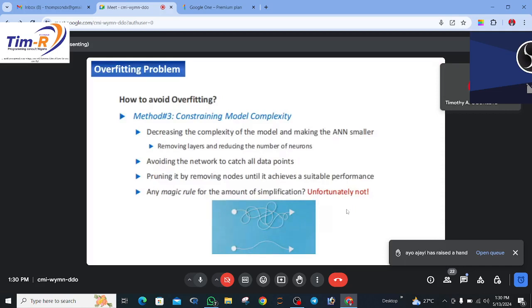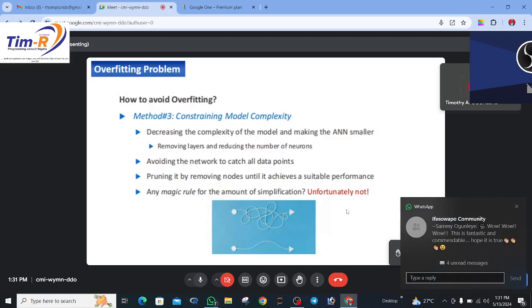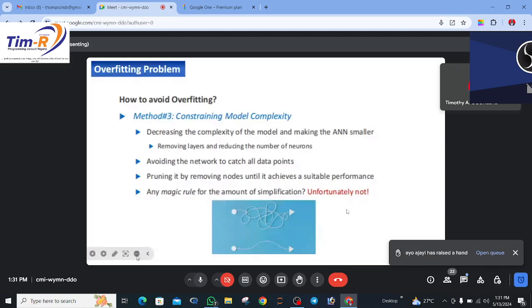And one thing is that there is no magic rule for the amount of simplification. It's just that the more you play around, train some models, and play with the hyperparameters, the better you tend to understand the way they operate, and why the learning rate is going that way and some other things. So it depends on the number of deep learning models someone trains as time goes on.